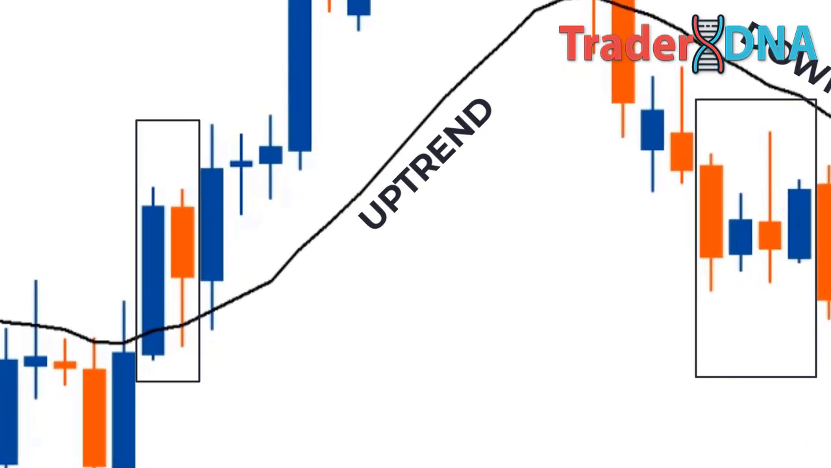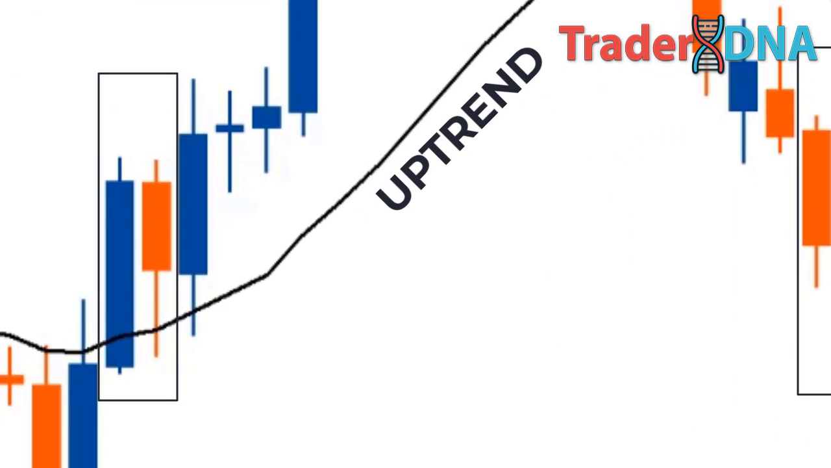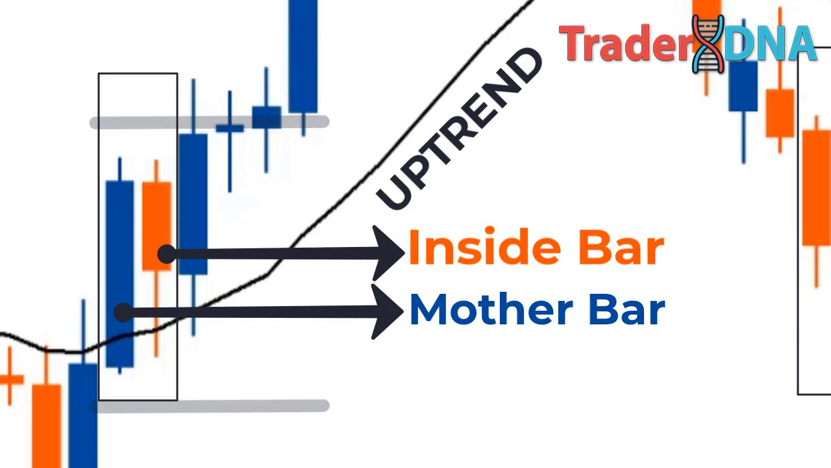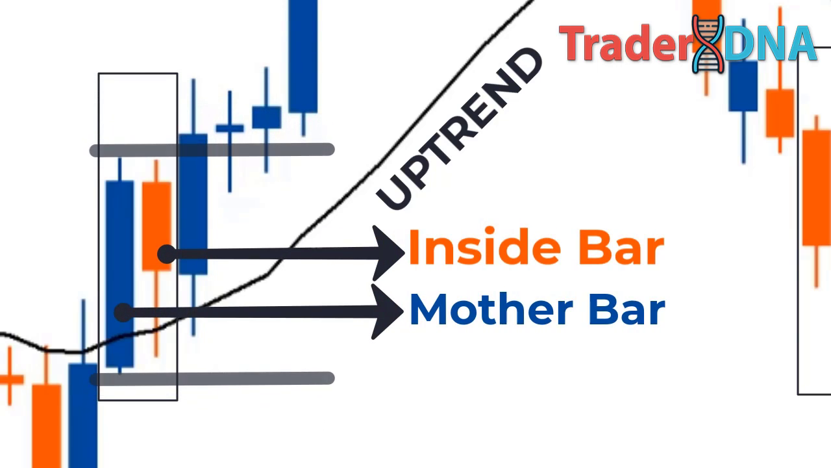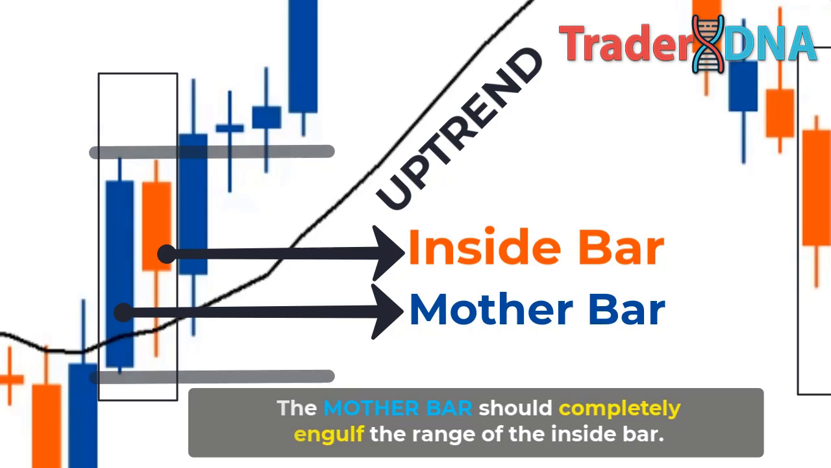To recap, here's an illustration showing the attributes of an inside bar. The inside bar's range, high to low, should be engulfed entirely by the previous bar's range, also called the mother bar. Another way of saying it is that the mother bar should completely engulf the range of the inside bar.